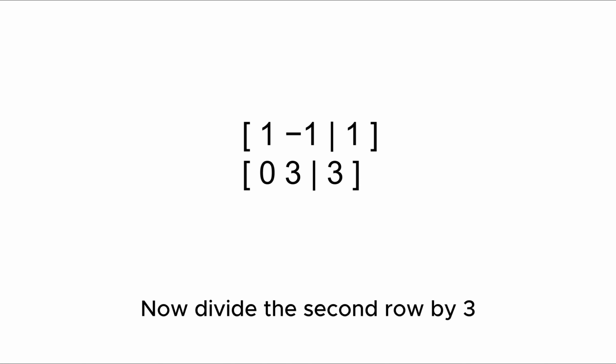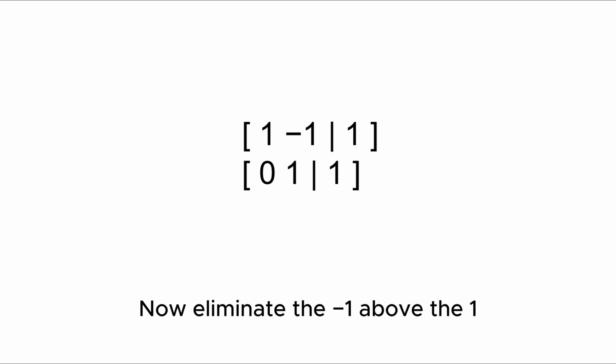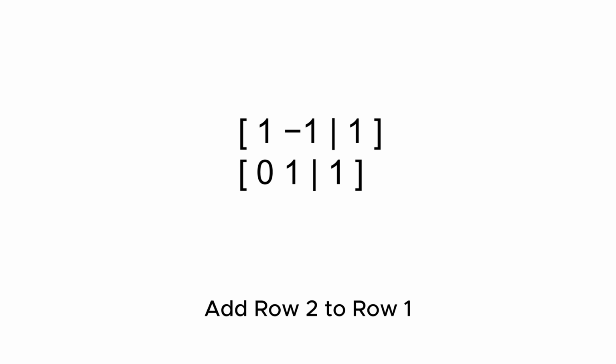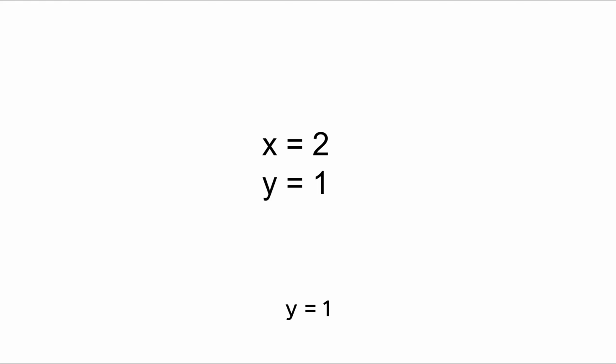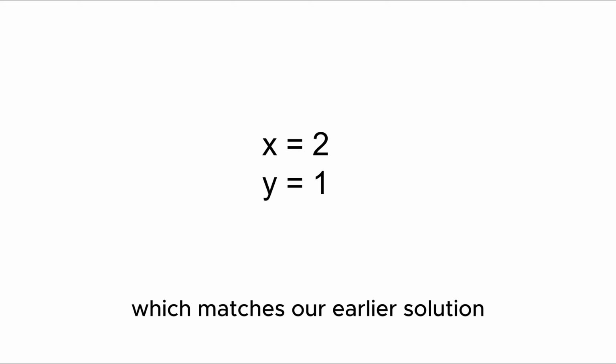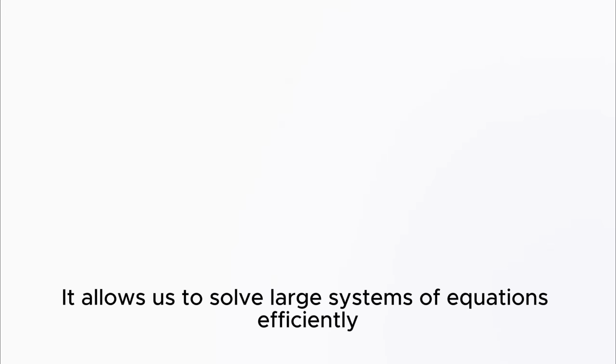Now divide the second row by 3: [1, -1, 1; 0, 1, 1]. Now eliminate the -1 above the 1. Add row 2 to row 1: [1, 0, 2; 0, 1, 1]. This matrix corresponds to x equals 2, y equals 1, which matches our earlier solution. This method is called Gaussian elimination. It allows us to solve large systems of equations efficiently.